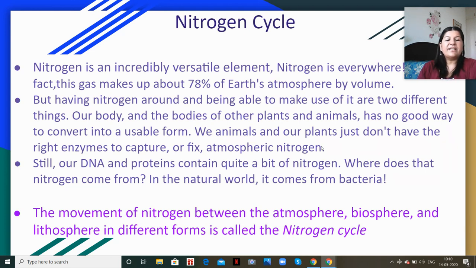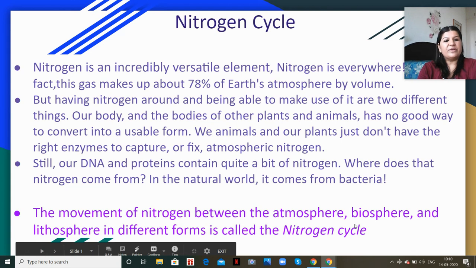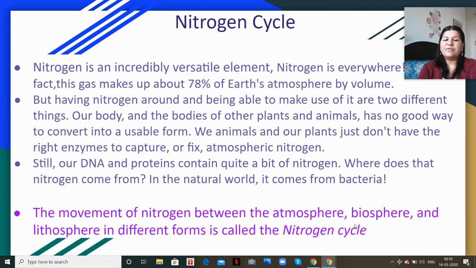So what is the nitrogen cycle? It is the movement of nitrogen from the atmosphere to the biosphere, and from the biosphere and atmosphere to the lithosphere, and from the lithosphere back to the biosphere or atmosphere. So this cyclic motion of nitrogen in the three spheres is called the nitrogen cycle.